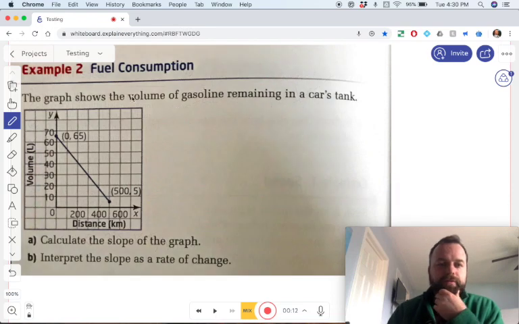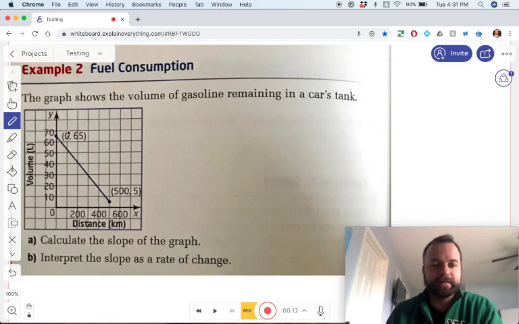Okay, example 2. I've got a graph here that represents how far a car has driven and the amount of fuel left in its fuel tank. And so I know when I start driving, I have 65 liters of fuel in my tank. And by the time I'm kind of done my trip, I've got 5 liters of gas in my fuel tank and I've driven 500 kilometers. I want to calculate the slope of this graph.